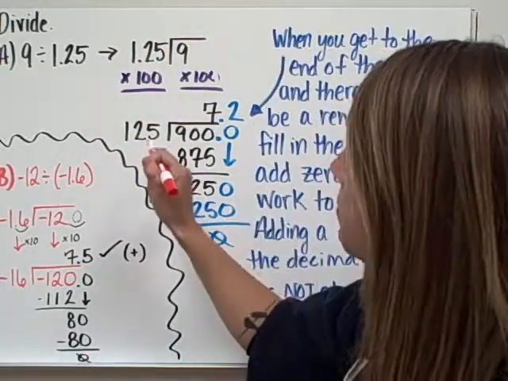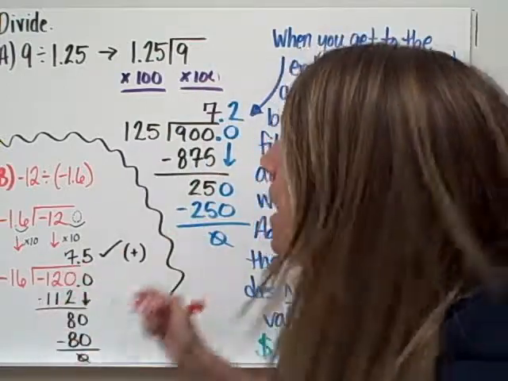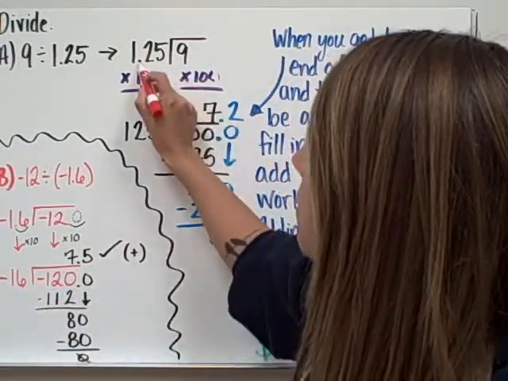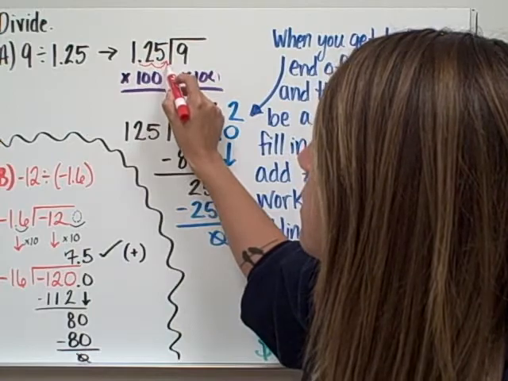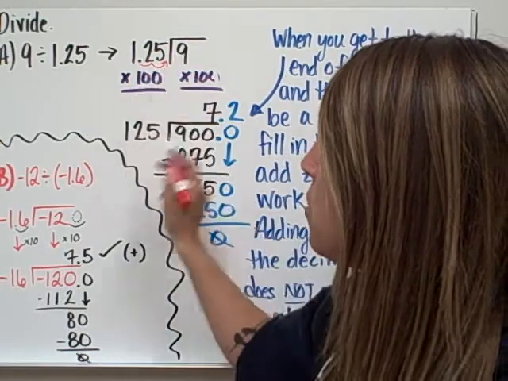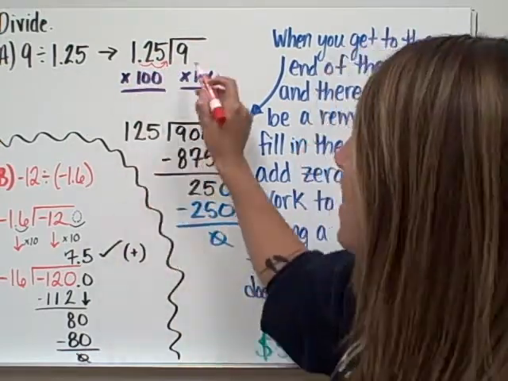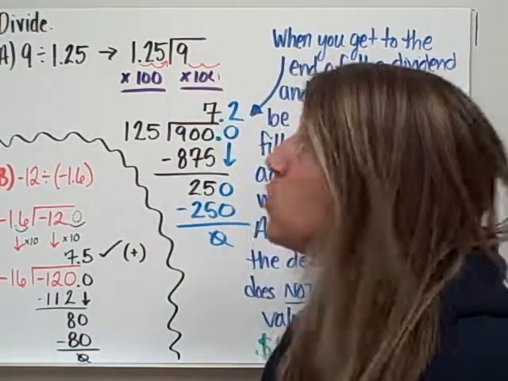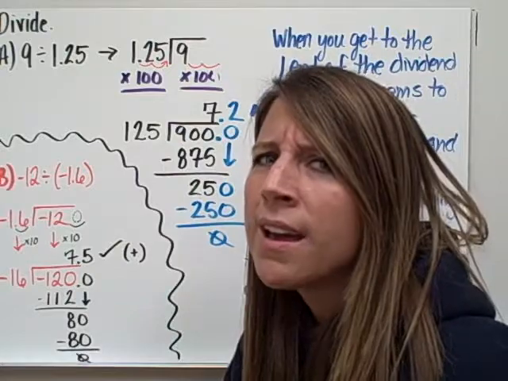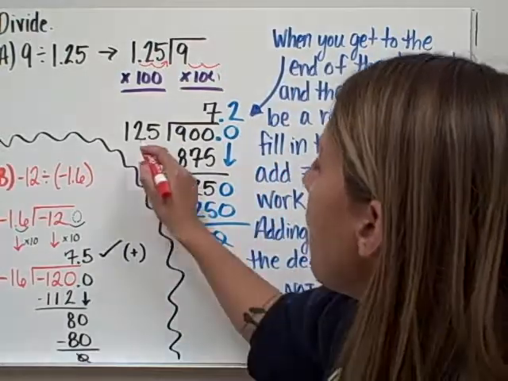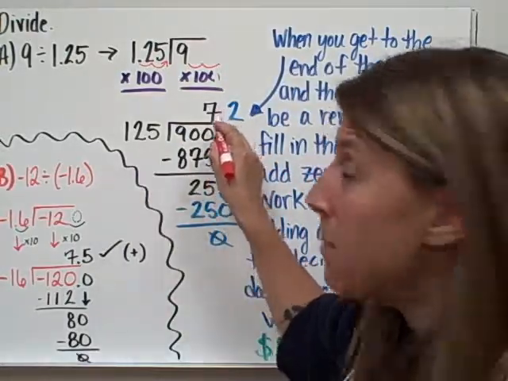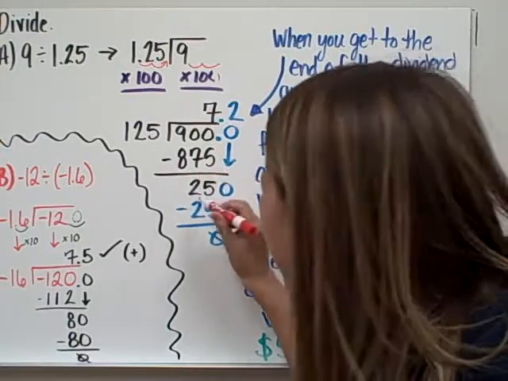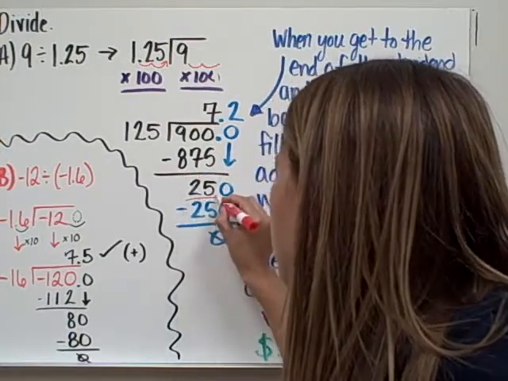So what you may have noticed is that the decimal moved to the right twice for 1 and 25 hundredths to become 125, and the same thing happened with 9 to make it 900. A lot of times we just talk about that and we don't talk about why, but that's why. And so 125 goes into 900 7 times. That's 875, and then I have 25 left over.